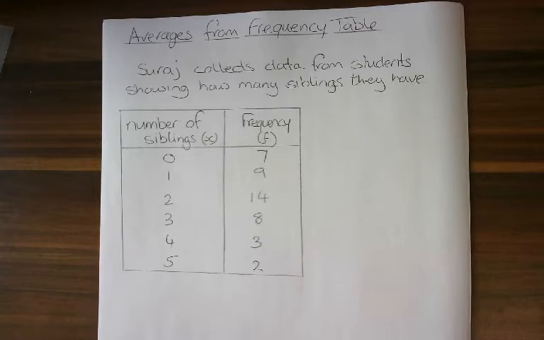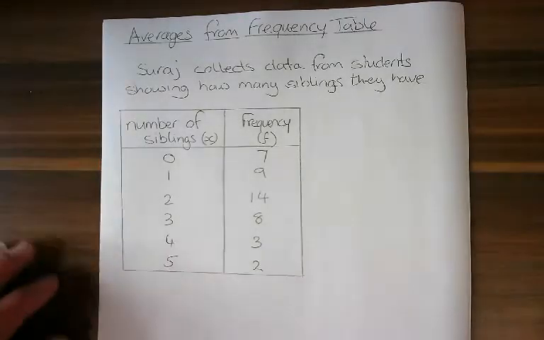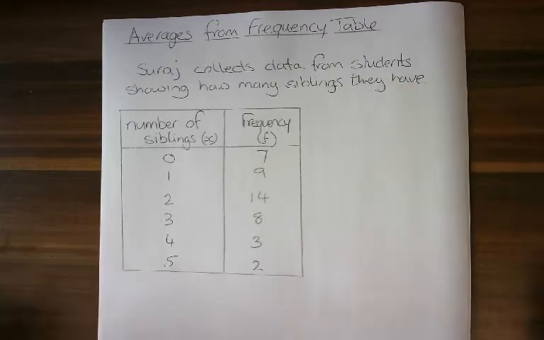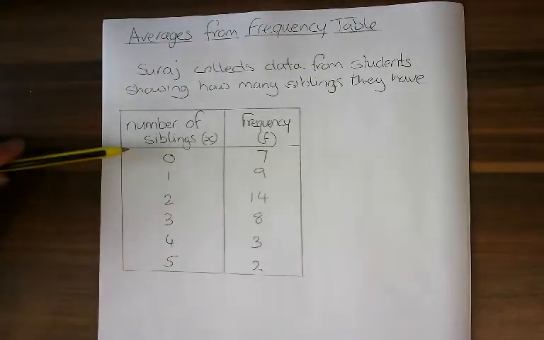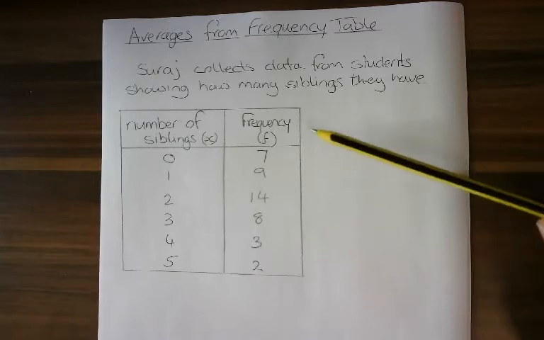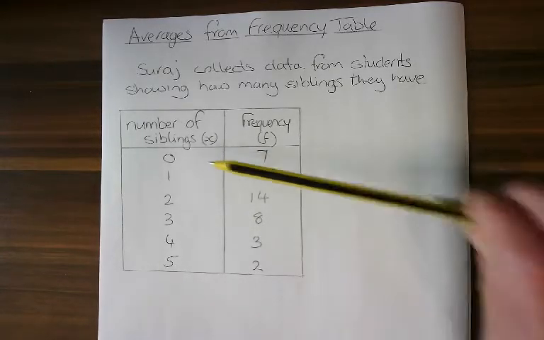What we're going to do is quickly run through what a frequency table actually represents. We've got some data here that Suraj has collected from students at his school showing how many siblings they have. The number of siblings ranges from 0 to 5. The frequency column shows how many of the students said they had this amount of siblings.